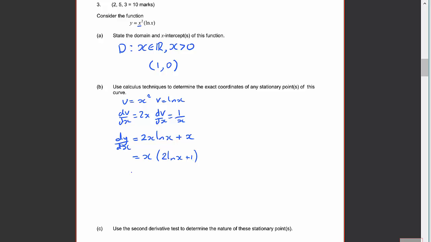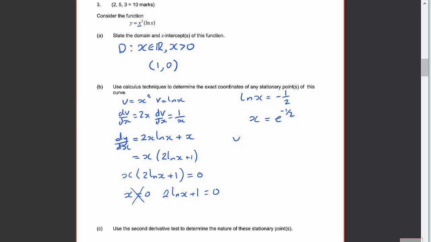If we want dy/dx to be 0, then we have x(2 ln x plus 1) equals 0. Well, x equals 0 is clearly one of those, but we can't have that because we know the domain. So we have 2 ln x plus 1 equals 0. That gives me that ln x is negative half. So x would be e to the negative half.